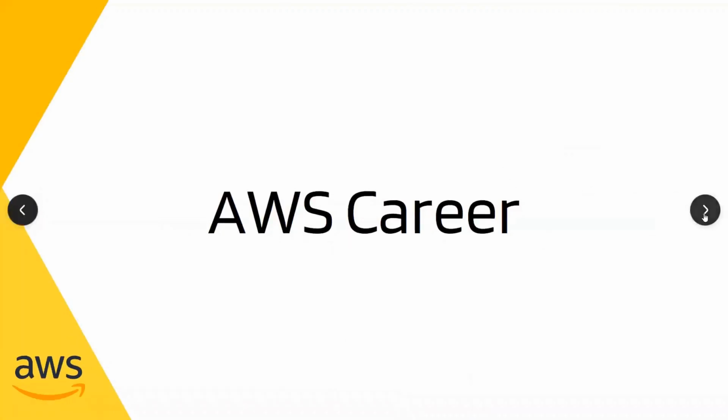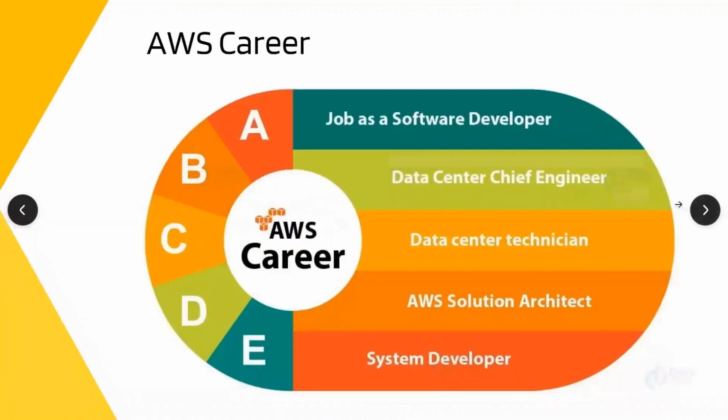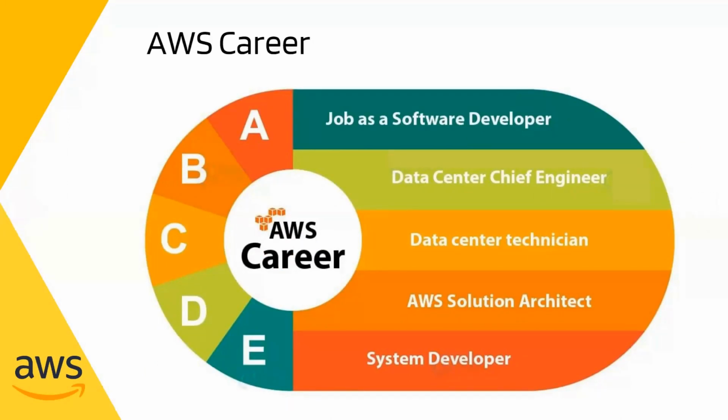And next is, what is an AWS career? What are the career goals in AWS? After completion of any training in AWS, you can join as a software developer. You can also go with data center chief engineer. These are the positions an organization offers for an AWS developer. Also data center technician. And the most important is AWS solution architect. You can be a part of that. And there is one more, system developer. These are all AWS career goals which you can pursue after completion of the course.